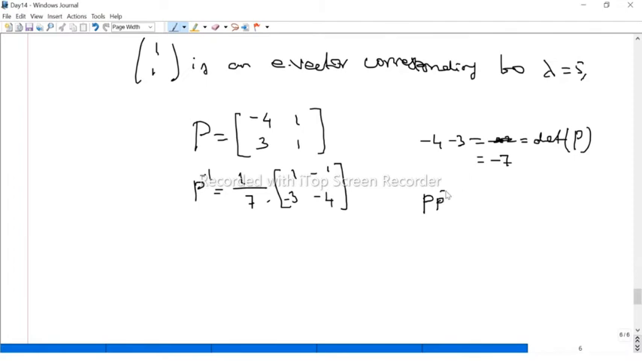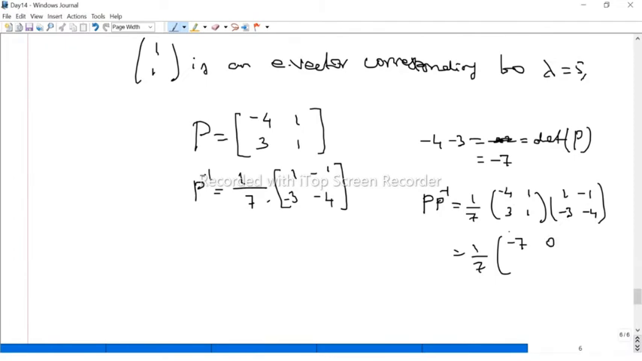So P inverse is nothing but we can take 1 by 7 outside. What is P? Minus 4, 1, 3, 1, into 1, minus 1, minus 3, minus 4. Now this is nothing but 1 by 7 into, minus 4 minus 3 is minus 7, and this one is plus 4 minus 4, which is 0, and this one is plus 3 minus 3, 0, and this is minus 3 minus 4, minus 7. So this is a minus, right? You can multiply the minus inside, and we get the identity matrix. Okay, good. So therefore this is the inverse. This is P inverse.